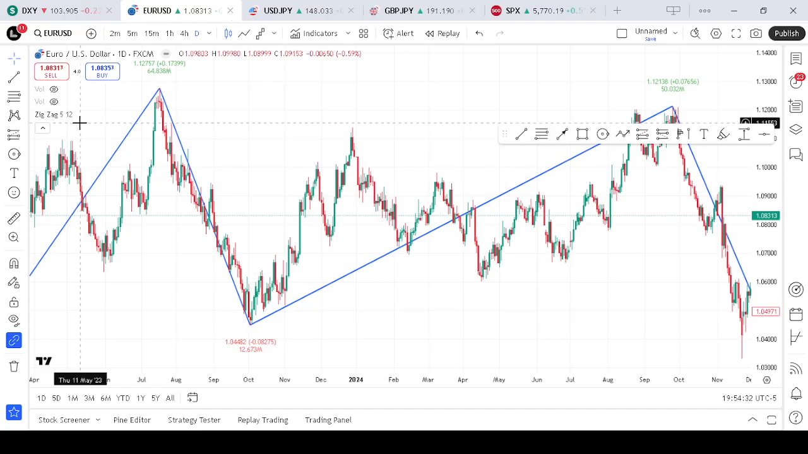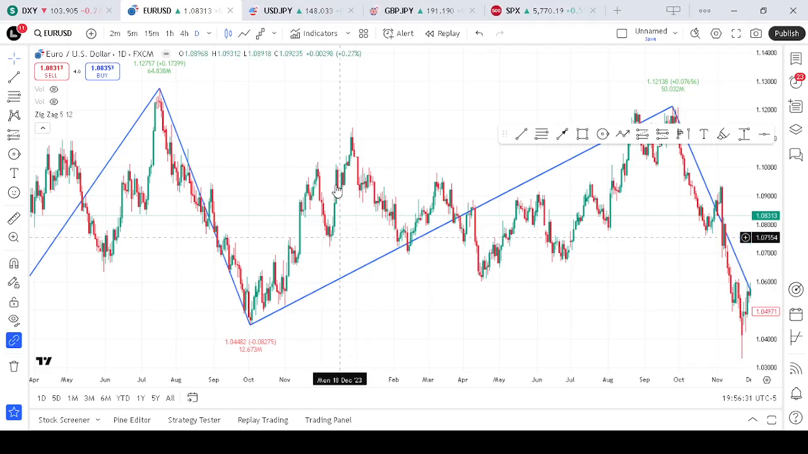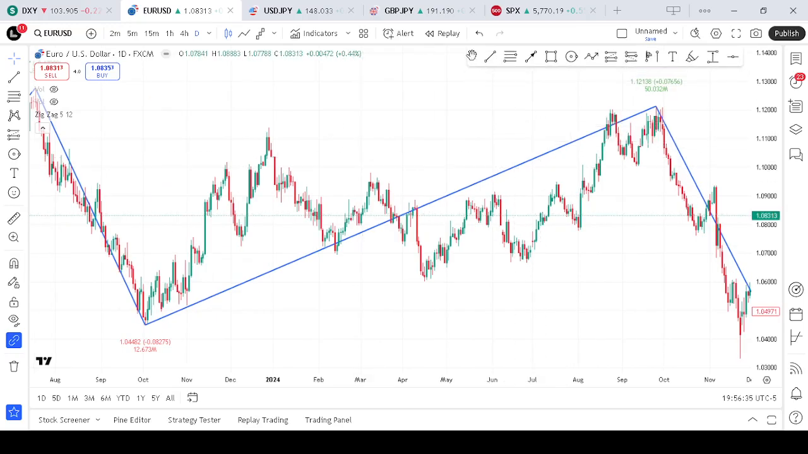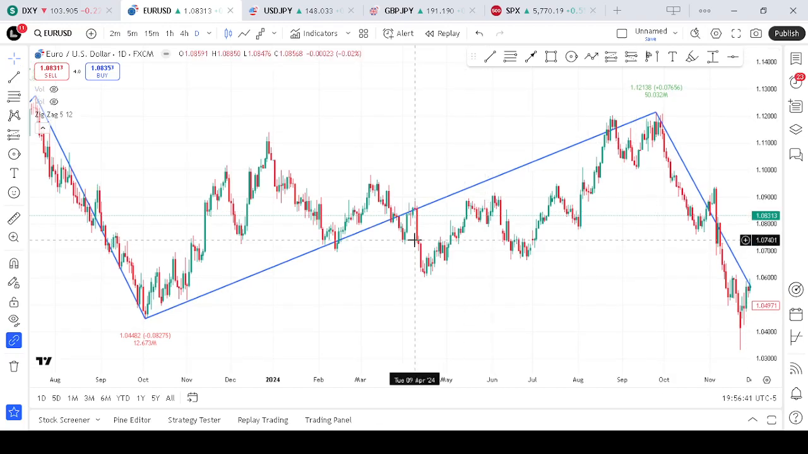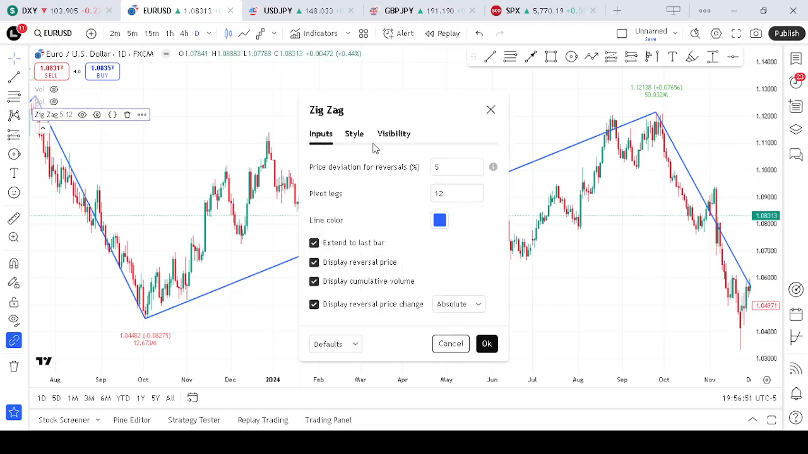Now let's see how different markets exhibit unique volatility characteristics requiring specific zigzag settings for optimal trend identification. Looking at the daily time frame on this chart, it shows how forex trading uses an optimal deviation setting falling between 3 to 8%. It has to be between 3 to 8%, but here we're making use of 5.